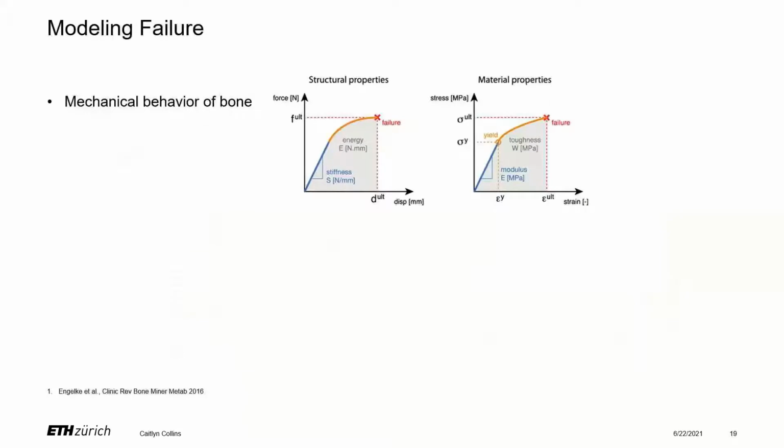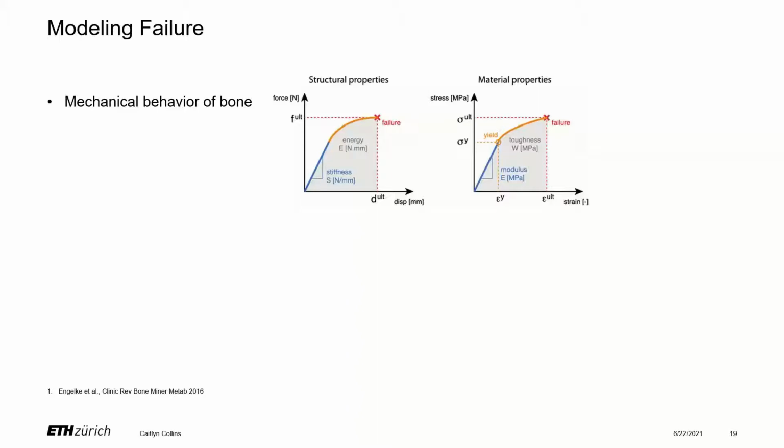So now that we've generated our model, we've applied boundary conditions, how do we actually look at the model performance? How do we determine the bone behavior, what's a strong bone, what's a weak bone? So classically, when we're looking at mechanical properties of any material or tissue, we can differentiate them into structural and material properties. So structural properties are going to be the response to a force or displacement.